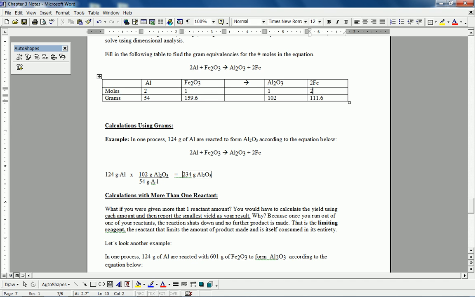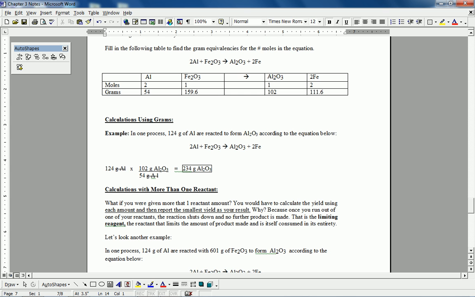Last but not least, I have 2 moles of iron, so I'll look up the atomic mass of iron on the periodic table, multiply by 2, and that is the equivalent of 111.6 grams of the iron. So I have everything ready to go, and now I can start solving my problems.